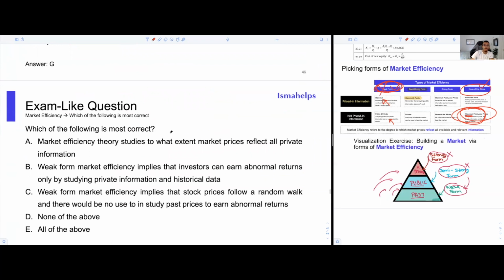All right, so let us just clear our framework. We're going to be almost done with market efficiency. It's as easy as that. It's awesome.